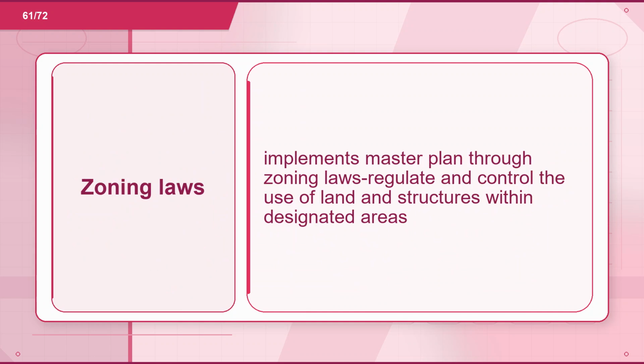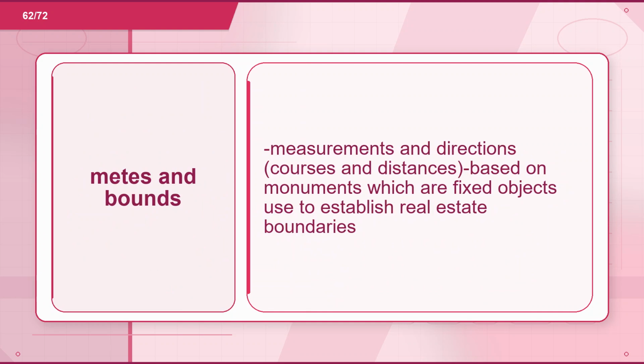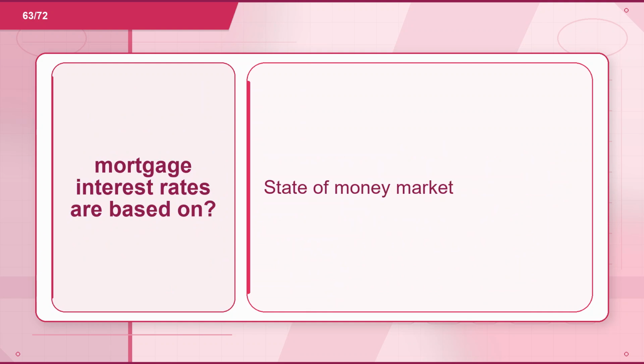Definition: implements the master plan through zoning laws, regulates and controls the use of land and structures within designated areas. Flashcard 62, term: metes and bounds. Definition: measurements and directions, courses and distances, based on monuments, which are fixed objects used to establish real estate boundaries. Flashcard 63, term: mortgage interest rates are based on? Definition: state of money market.